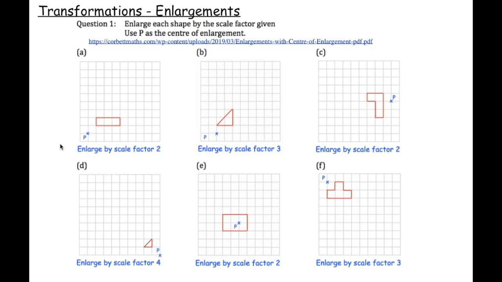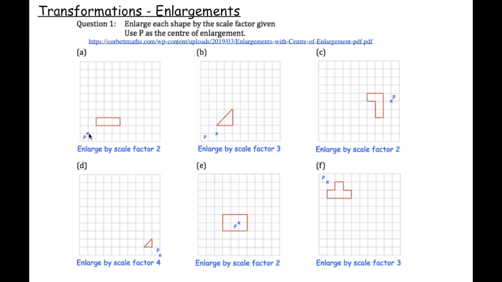Now, the only sort of complication in this is where we start from. So you'll see question 1 says, enlarge each shape by a given scale factor. Use P as the centre of enlargement. So P is our starting point. What we do here, we have to throw some lines through P and through each corner, each vertex of the shape, in order to establish where our new shape will be.